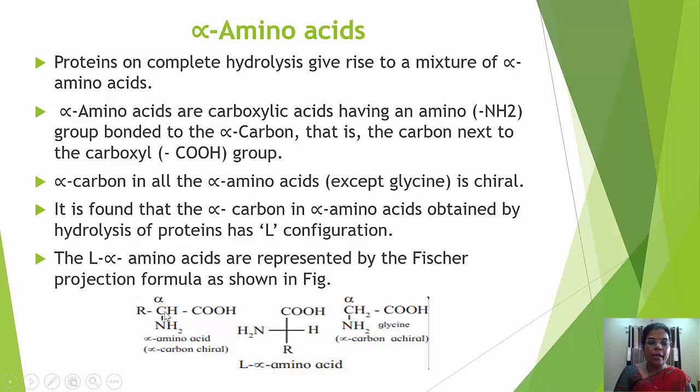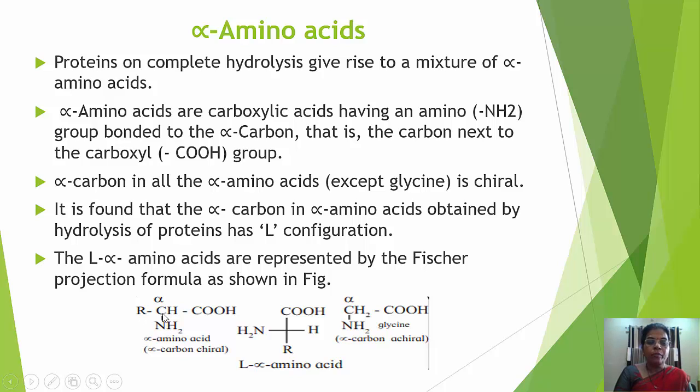And this carbon atom, that is the alpha carbon atom, which is bonded to an alkyl group, amine group, hydrogen atom and carboxylic acid group, is an asymmetric carbon atom, therefore it is called a chiral carbon atom. And therefore these alpha amino acids are optically active compounds. Now here we know what is meant by L configuration and what is meant by D configuration. We have studied this in carbohydrates.